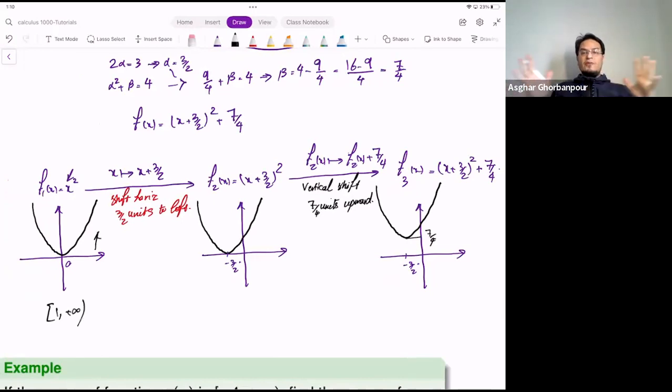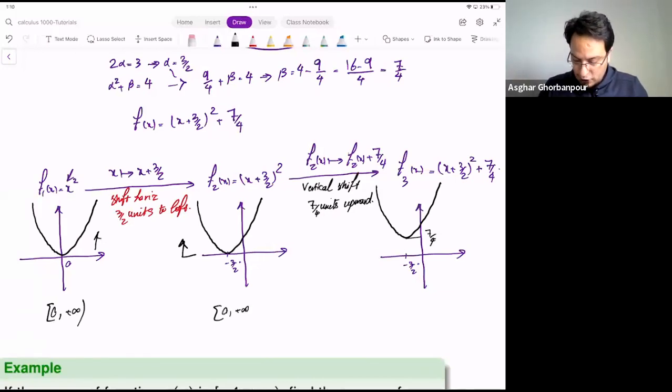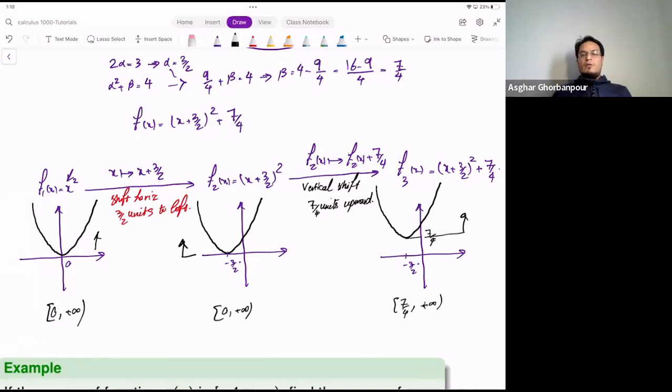Then when I shift this guy horizontally, I'm not changing the range. While the values will be obtained at different points, I'm not changing the whole set, because still the range is from, I did make a mistake here. This is not from 1, this is from 0 to plus infinity. And this guy's from, again, 0 to plus infinity. Now I shifted it 7/4 units upward, so everything shifted 7/4 units up.